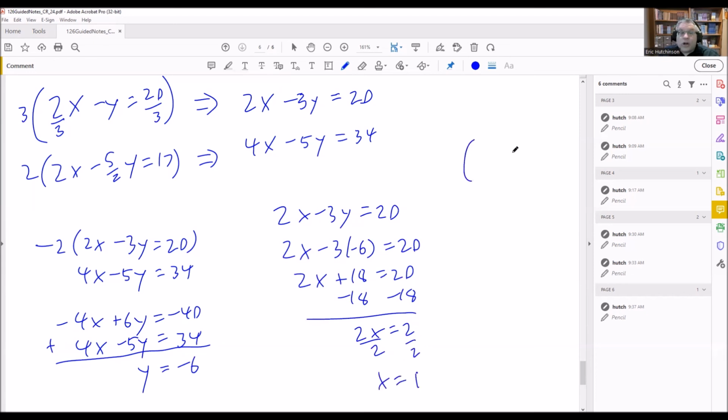When I write my answer, I'll write it as a coordinate. So my answer is going to be (1, -6).